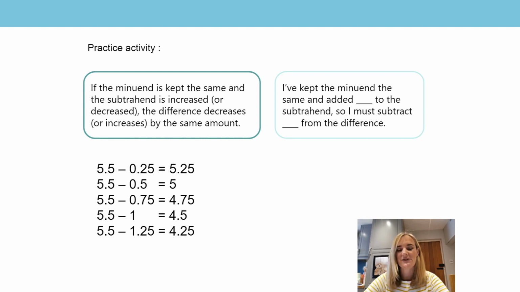So let's have a read of our stem sentence. I've kept the minuend the same and added 0.25 to the subtrahend. So I must subtract 0.25 from the difference. I wonder what numbers you chose to increase or decrease your subtrahends and differences by. Did you get experimental? Did you try decimals? Did you try large numbers? Did you be really brave and try fractions? I hope you had fun with it, and I hope you will manage to see if you could get some family members to describe those sequences too.